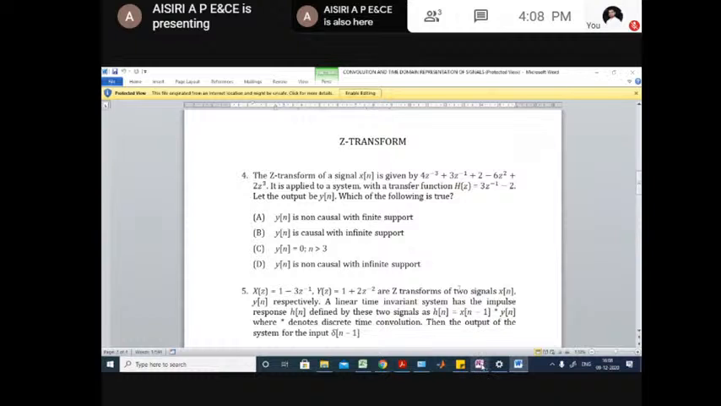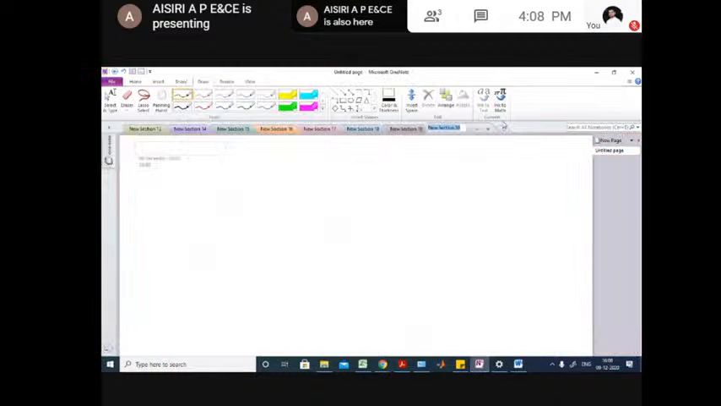So we are given x of z, which is 4z to the power of minus 3 plus 3z to the power of minus 1 plus 2 minus 6z square plus 2z cube. Sorry, this is x of z. I'm so sorry.